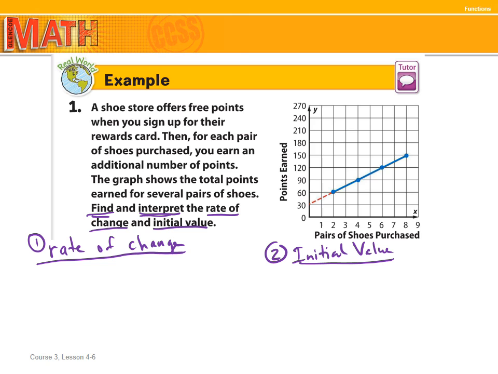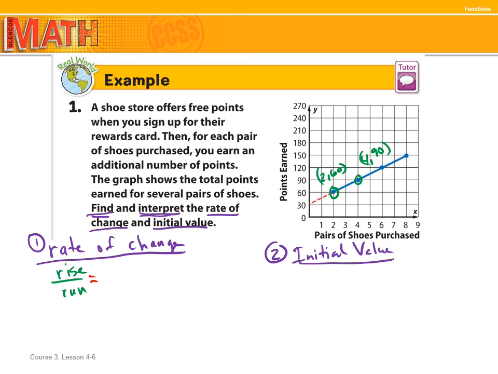So let's start with rate of change. There's a couple ways of doing this. What I'm going to use for my rate of change is rise over run. Since we have a graph here, I'm going to start at my first point. At this point I'm at 2, 60. And then it's going up to the next point, which is 4, 90.